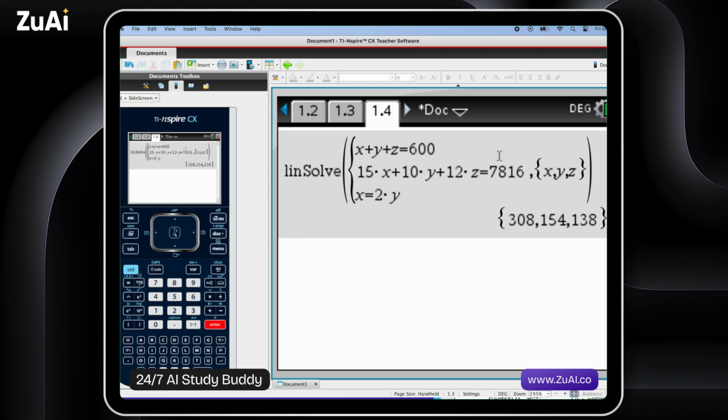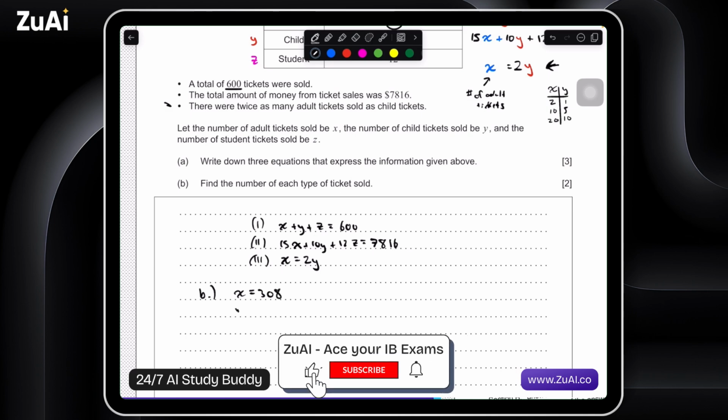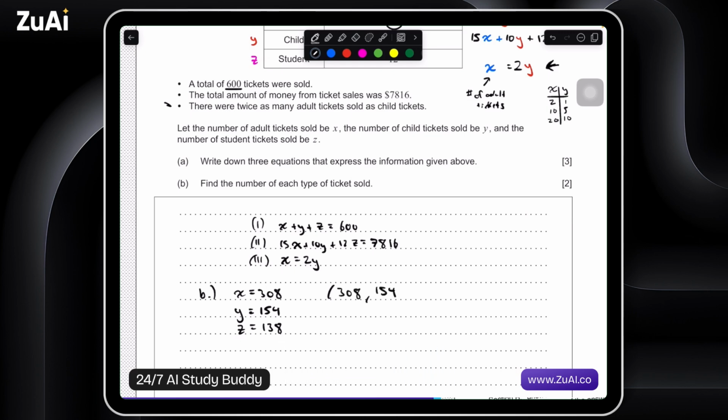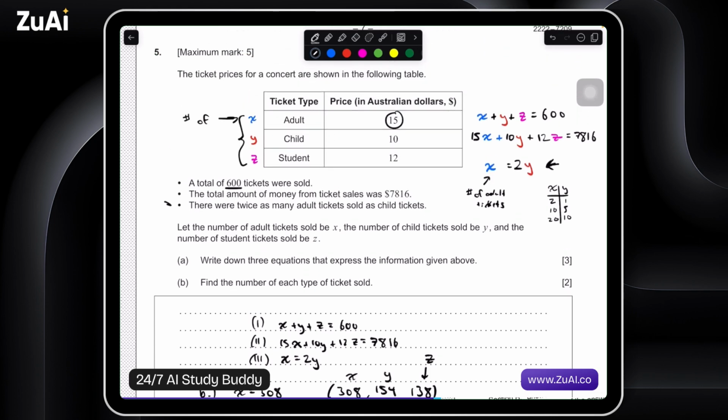Okay, so find the number of each type of ticket sold. Let's go back to the document. This is part B, and we know x is equal to 308, y is equal to 154, and z is equal to 138. So the calculator gave us this. This is x, this is y. That's what it normally gives us when we have 2 coordinate points, but when we have 3, they also include this value of z. And remember, that's what these mean right here.